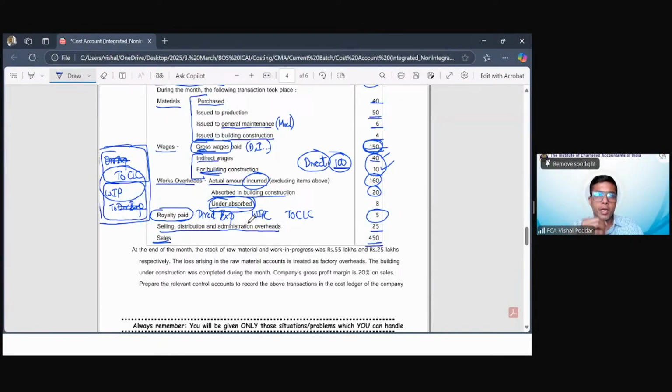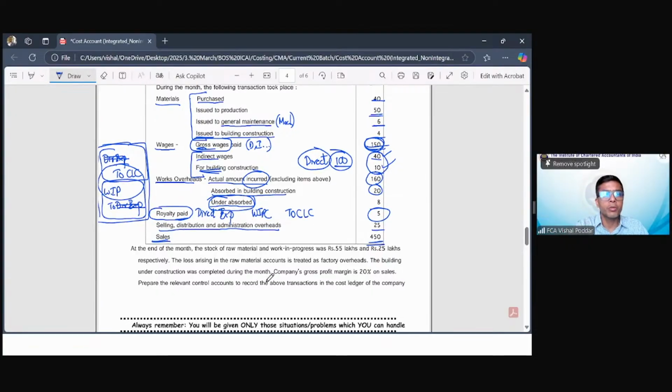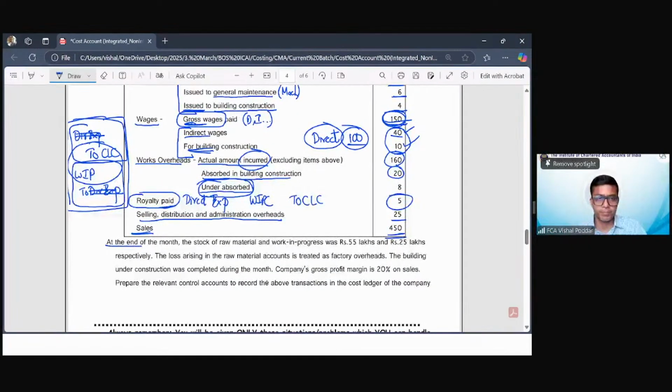Now, again, this transaction I selected, or this sum I selected, because it has something different from other sums. Here, they have given you the closing balances of stock of raw material 55 lakhs and stock of WIP 25 lakhs. Students, normally these we find out as a balancing figure. Here, they have given it as a transaction. Anyways, even if they have given it as a transaction, we have to do posting.